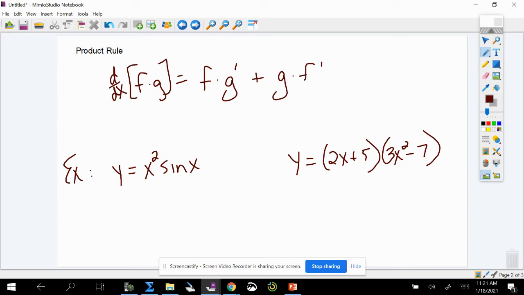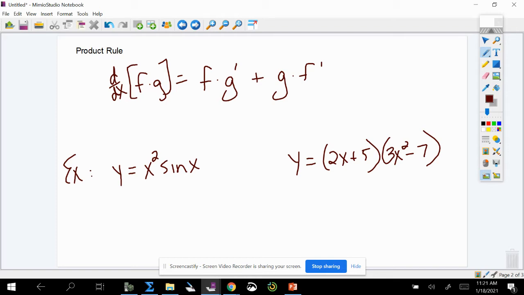And you'll actually hear me say that a lot when I'm describing it. I'll say first times derivative of the second plus second times derivative of the first. When I'm using first and second, I'm talking about the two different functions that are being multiplied. The nice thing about the product rule is it doesn't matter the order you do this because these two things are being added. So as long as you take a derivative with an original plus a derivative with an original, you're good. It's a very, very flexible rule.